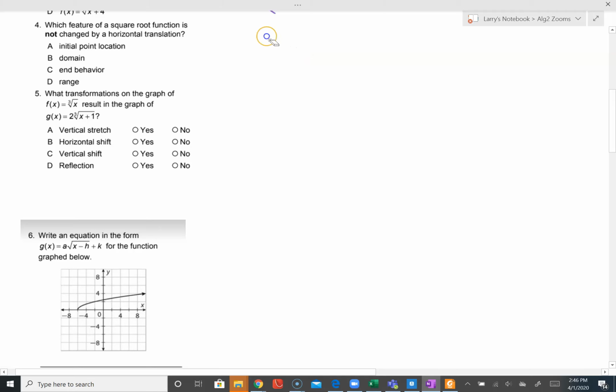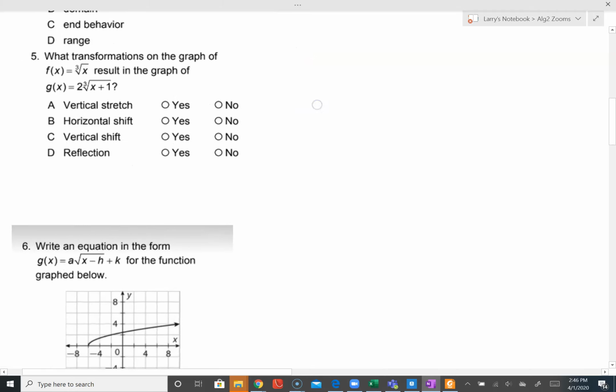Okay, part 2 of our video, we're looking at problem number 5. What transformations on the graph of f of x equals the cube root of x result in the graph of this? Alright, keep in mind our standard form of a transformation.